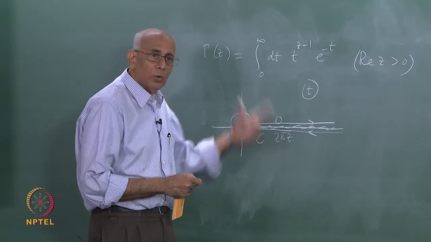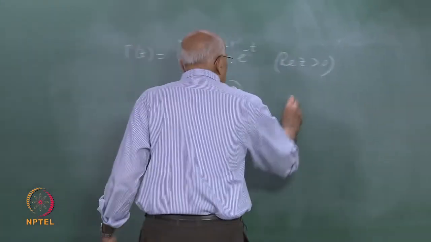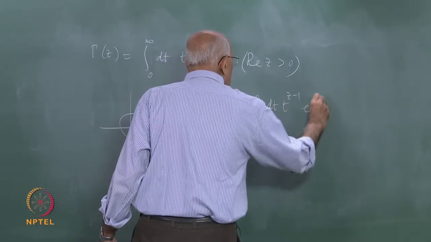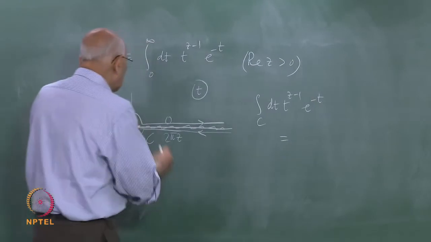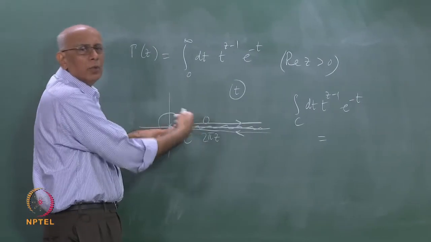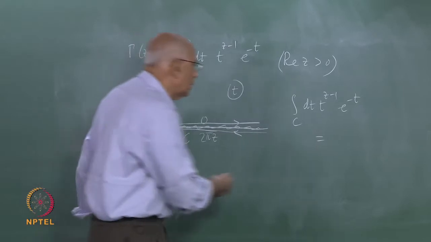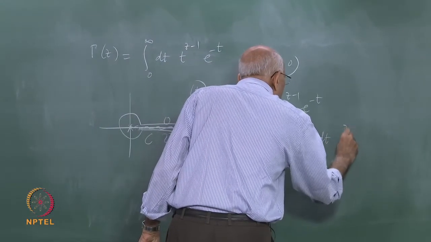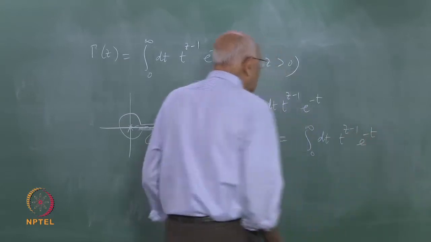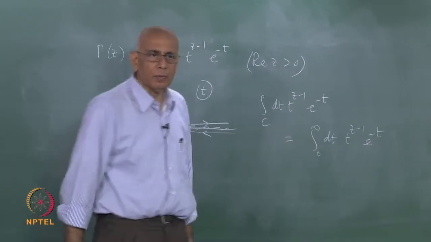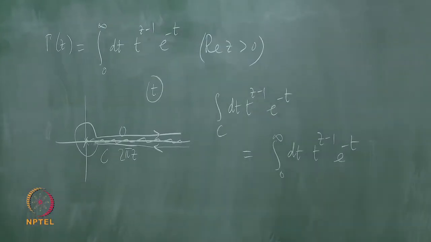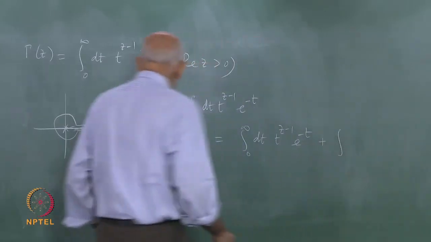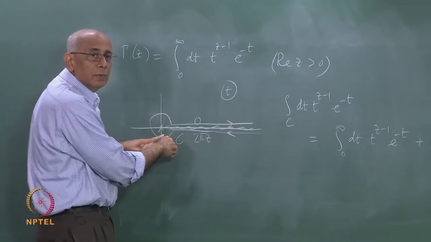And let us see what the integral over C is. So the integral over C dt t to the z minus 1 e to the minus t is equal to an integral from epsilon to infinity, and I am going to write the limit epsilon goes to 0 right away. So this is 0 to infinity dt t to the z minus 1 e to the minus t. By this I mean a line integral from 0 to infinity, the original gamma function, plus an integral from infinity to 0.